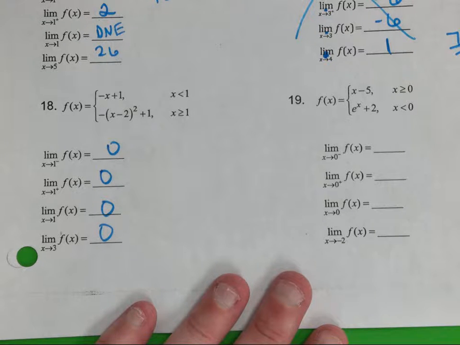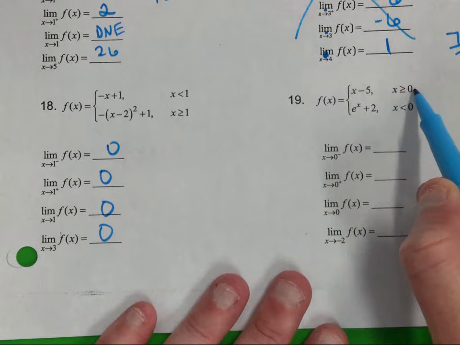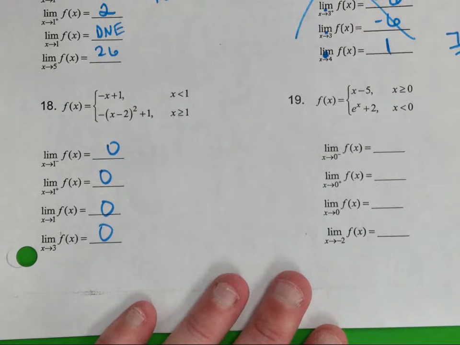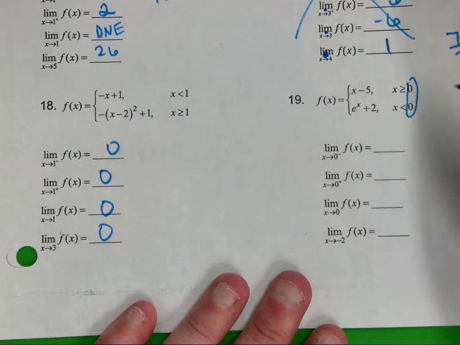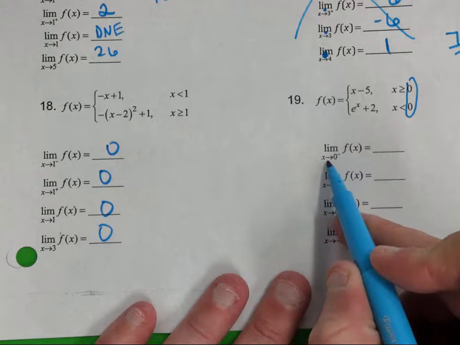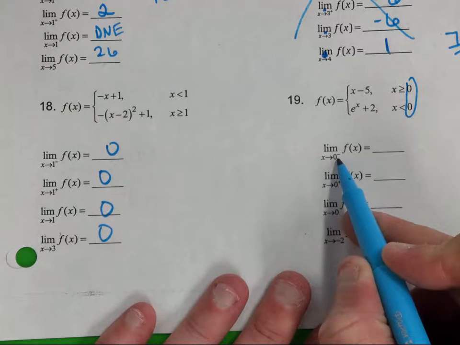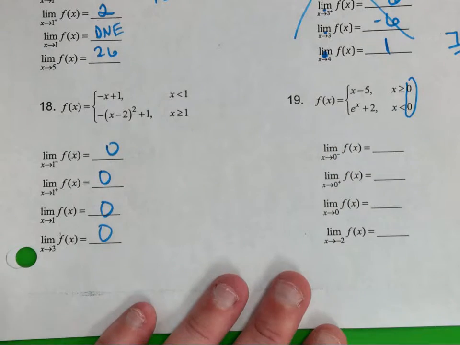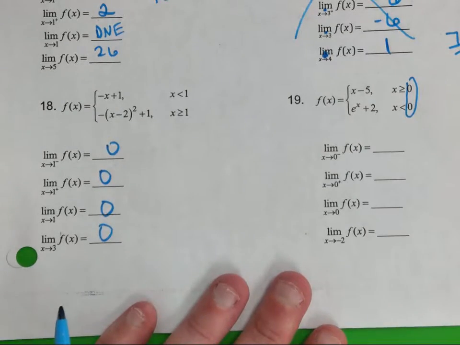Alright. We've got a piecewise. X is greater than or equal to 0. X is less than 0. That is my point of discontinuity right there. We're jumping in the graphs at that point. Okay. So I want to know the limit as X approaches 0 from the left. Would that be the first or the second one?